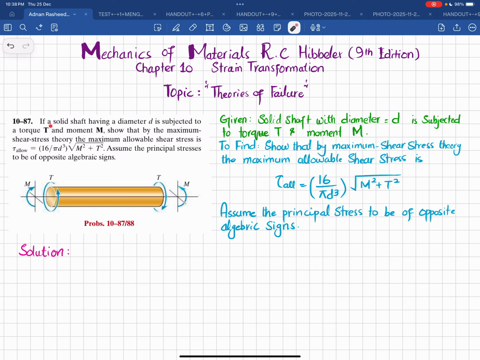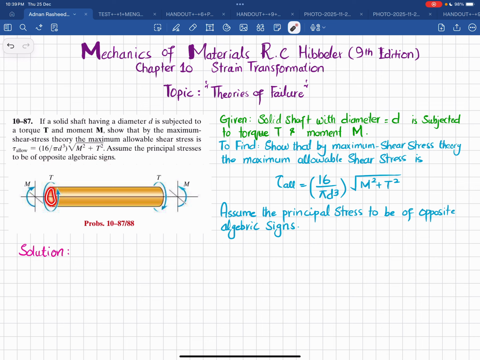So the statement is: if a solid shaft having diameter d is subjected to a torque T and moment M, show that by maximum shear stress theory, the maximum allowable shear stress is this one. Assume the principal stresses to be of opposite algebraic sign.